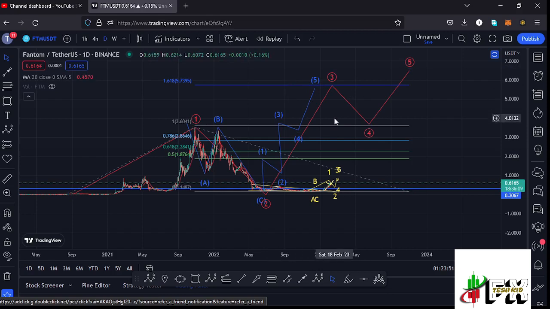So that is what I'm expecting on the short term and also on the long term scenarios, and let's be patient and see how that plays out, and I'll be keeping you updated.